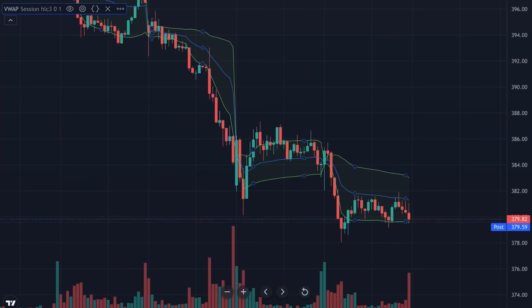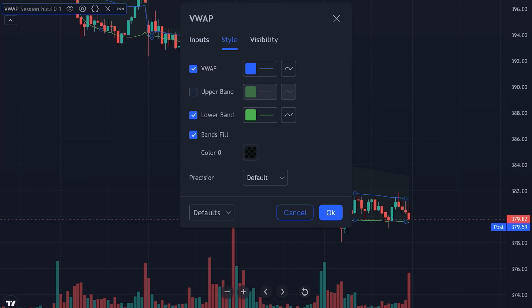Last but not least, number 5, the VWAP. The VWAP is used universally. Now, when you set up the VWAP on your chart, the VWAP will come with 3 bands. Make sure you only use the middle band on the VWAP.